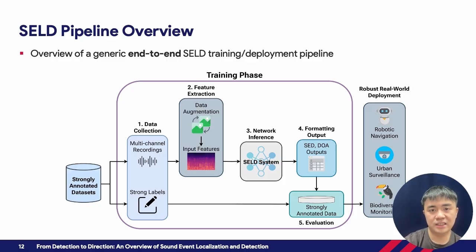In the training phase, this data is fed towards a feature extraction block, which is where data augmentation can also happen. Now, these features are the input to our core SELD system for network inference. The model produces formatted outputs, which are then compared against the strong labels during the evaluation step. Once this training loop is complete, the resulting model can then be deployed for robust real-world applications like biodiversity monitoring or autonomous navigation. Now, for the next part of this tutorial, we're going to break down each of these components one by one.